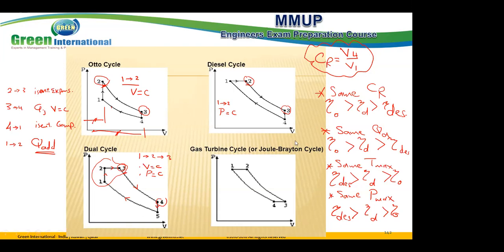What is the compression ratio here? For the same compression ratio, what's the compression ratio? This is V maximum divided by V initial, V4 over V1. That's it.